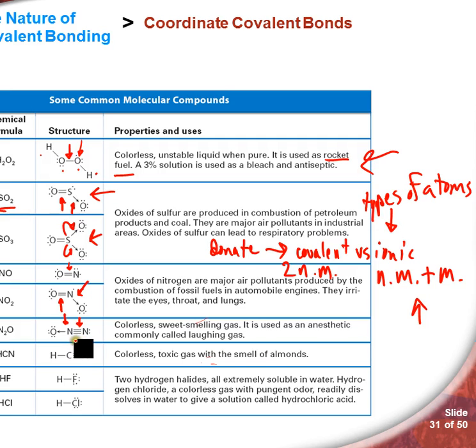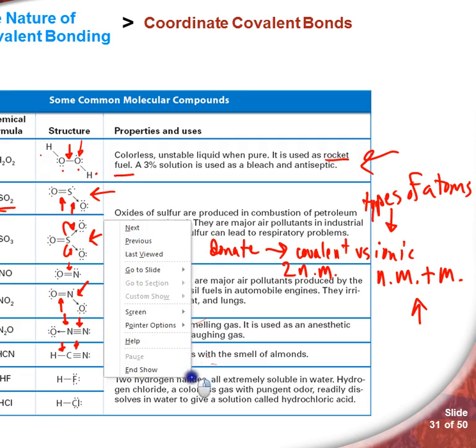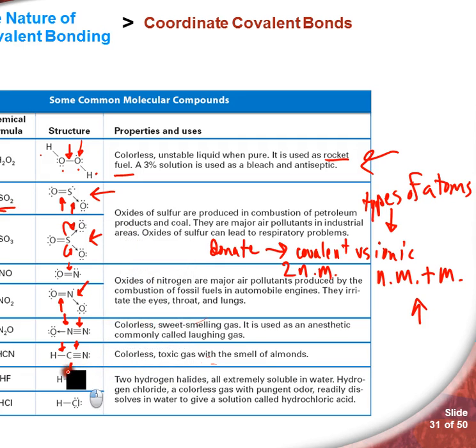So hydrogen cyanide is a similar idea, but in this case, the carbon-hydrogen bond, is that a coordinate covalent bond or a non-coordinate covalent bond? It is coordinate. It is not coordinate, sorry. It is a non-coordinate covalent bond. It's a normal covalent bond because the electrons were contributed by both the hydrogen and the carbon. They were not just from one. Same thing goes for HF and HCl. Any questions about coordinate covalent bonds so far?